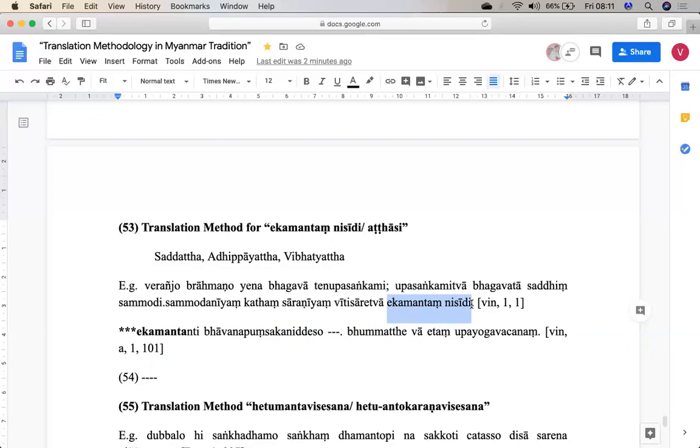So here ekamantaṃ, we need to understand as a saddattha. Saddattha means sadda and attha: sadda means grammatically, attha means grammatical meaning, that means literal sense. Literal sense.